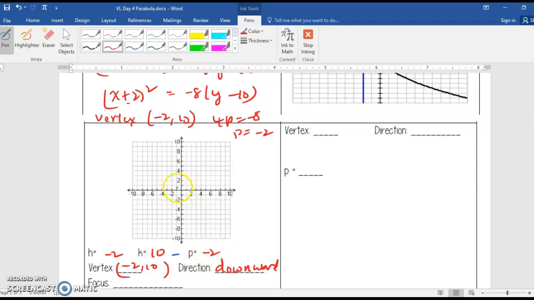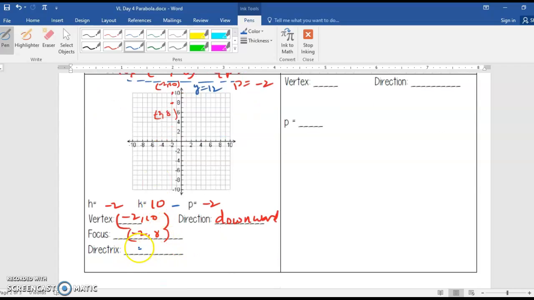So first locate your vertex. Negative 2 and 10 is going to be here. And focus is going to be below the vertex because it's negative. So focus is here, which is at negative 2, 8. And the directrix is going to be above this, 2 units above. So it's going to be somewhere here, y equals 12. So directrix is y equals 12.